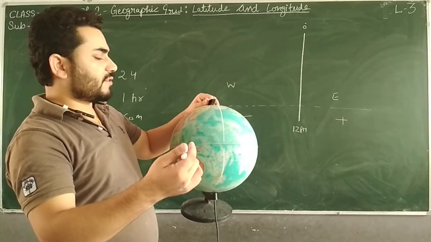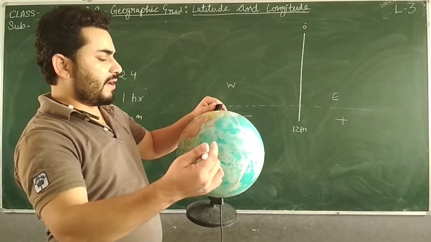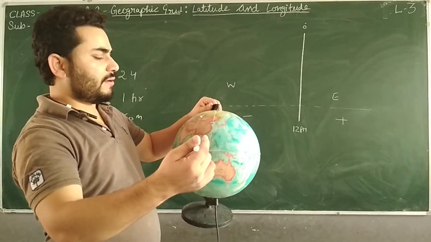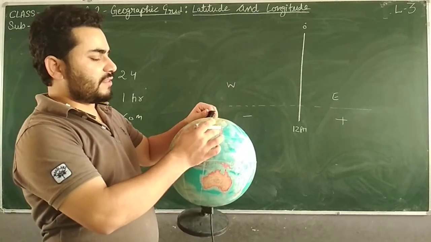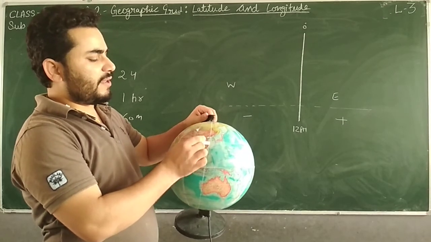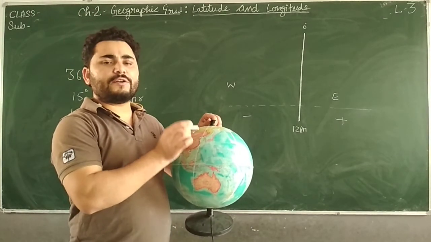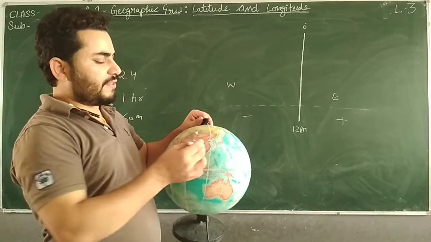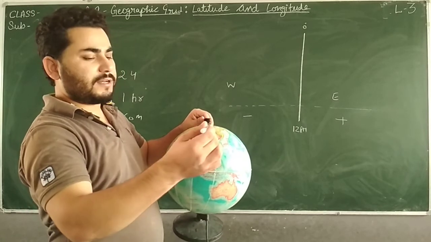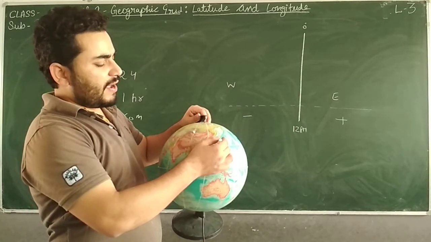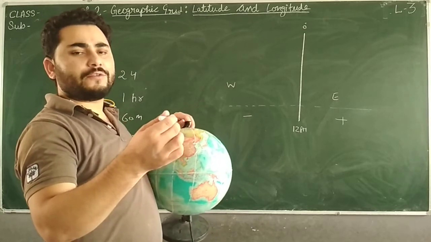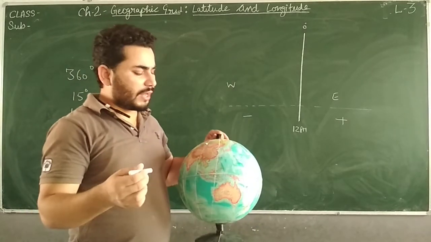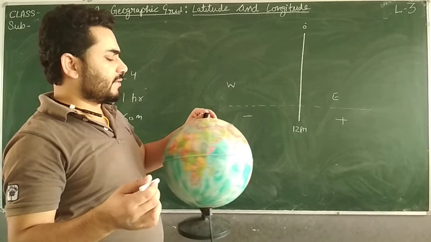First Japan experiences morning, then Japan comes directly in front of the sun, then it will experience noon. Then afterwards, when Japan is experiencing noon, these places will be receiving dispersed light of the sun and experiencing morning. And when these places receive the straight light of the sun and experience noon, Japan will start receiving diffuse light of the sun. Getting it? I hope you have understood that. So like this it will keep moving.